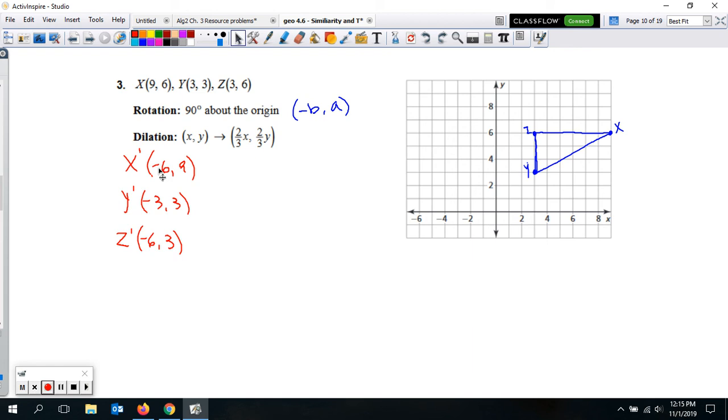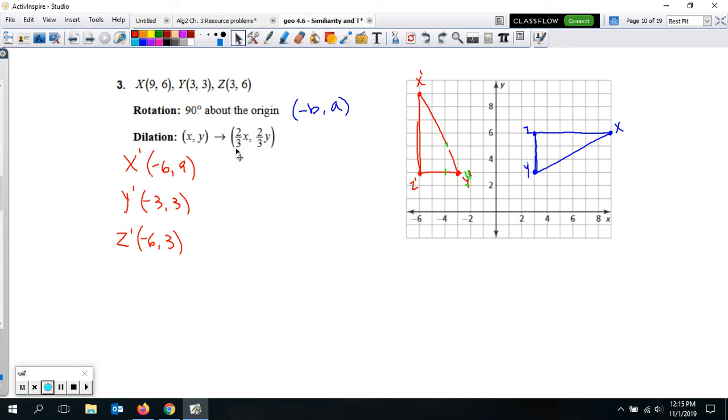And so now we just plot these points here. So go ahead and do that. You'll plot those points after that first rotation. All right, hopefully we plotted those, and now it should look like this for the rotation. It's now still the same size, but now we are going to change the size with the dilation. And the dilation says 2/3 times x, 2/3 times y. So 2/3 is your scale factor, so it's less than 1. We are going to make this smaller then. This will shrink or reduce.